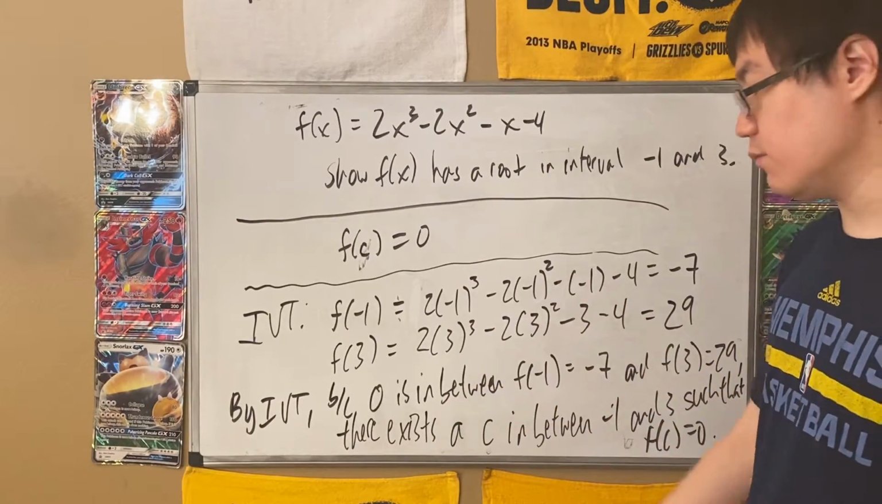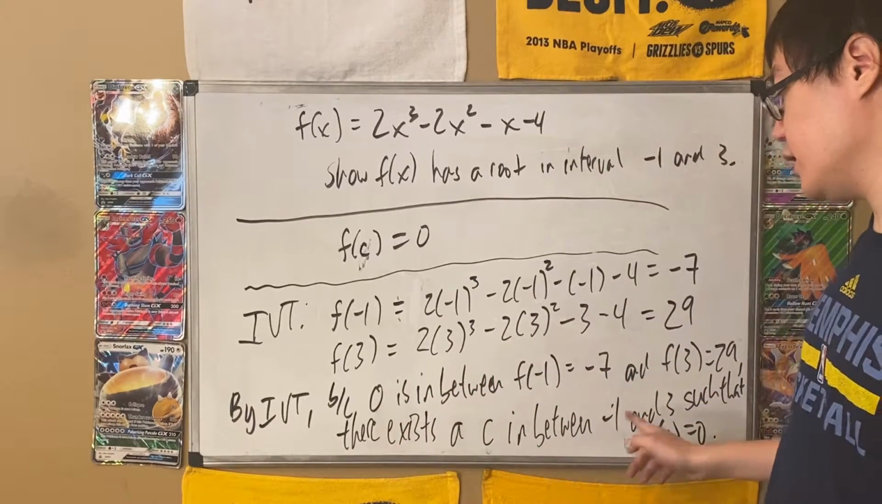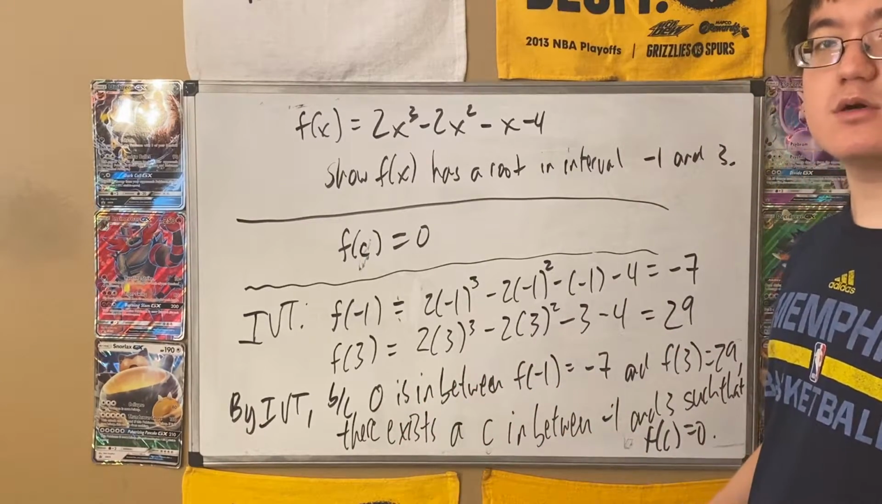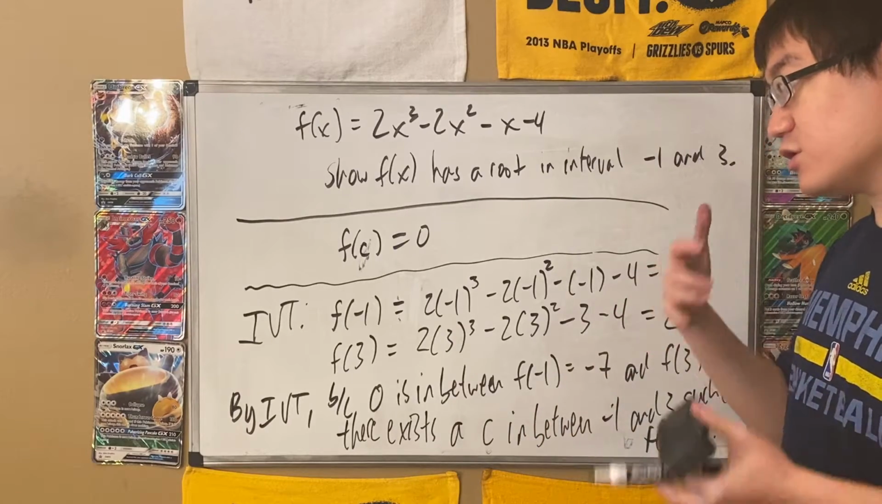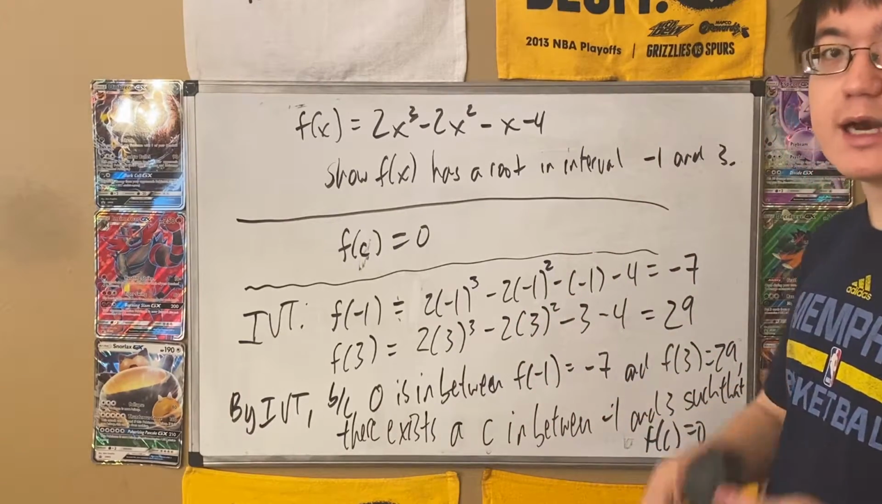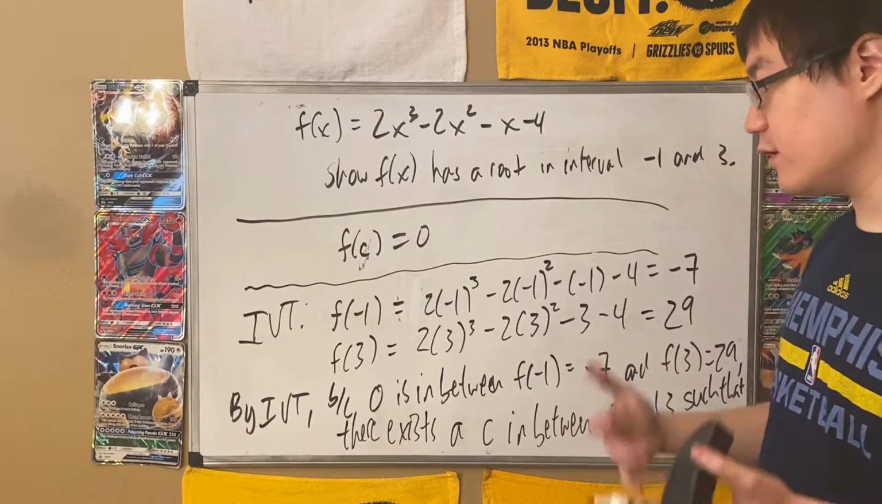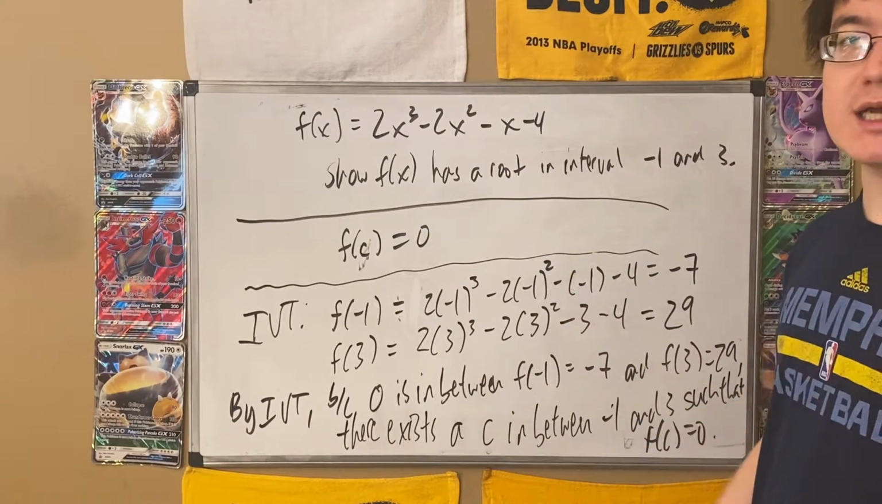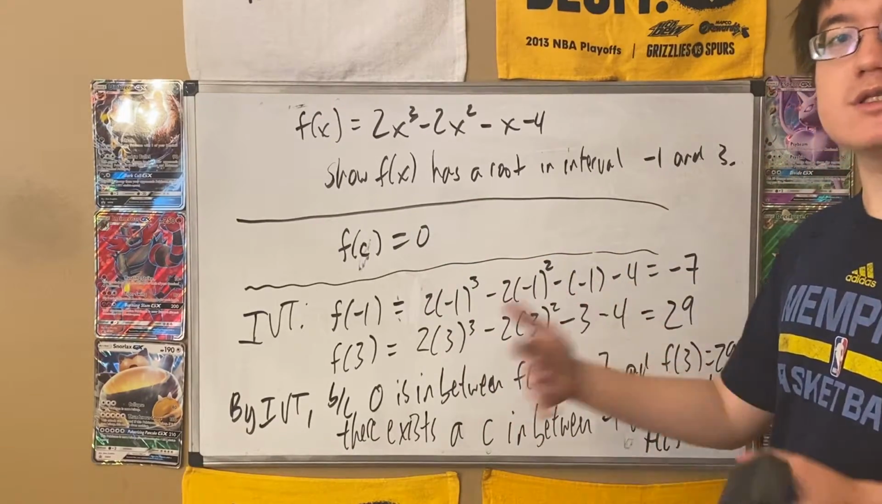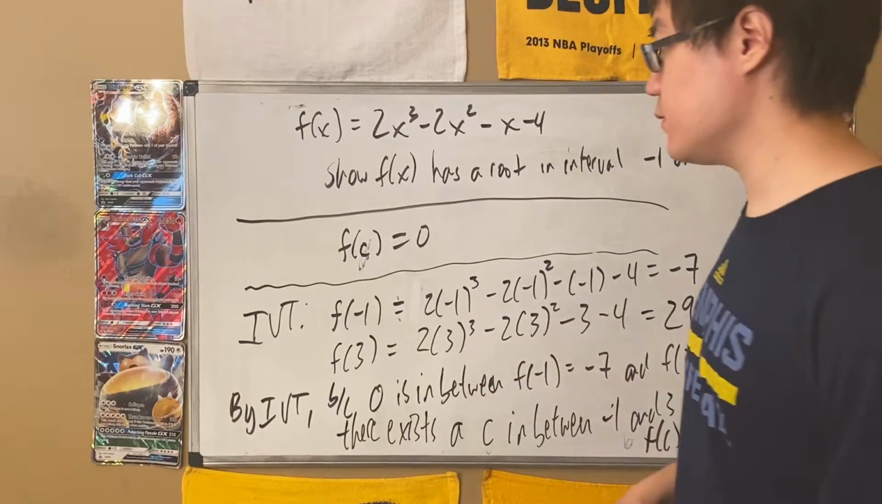Then you just state the theorem. There does exist a c between -1 and 3 such that f of c equals 0. So what we know about this is that there's some number in between -1 and 3. I don't know what it is, but f of that number is equal to 0. And that's IVT. So now we're going to do a similar example with MVT. So let's erase this.